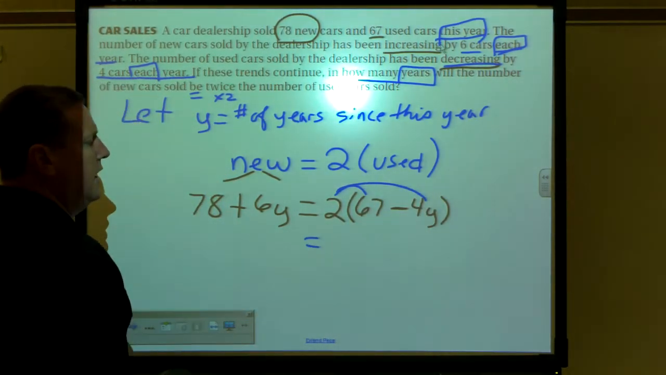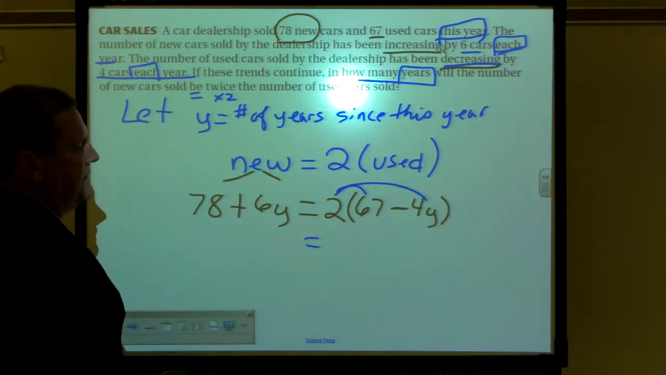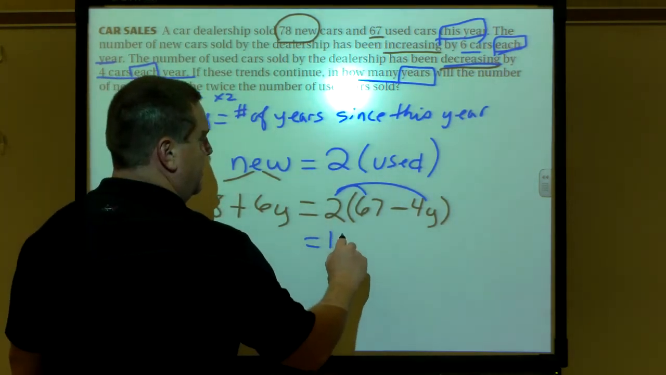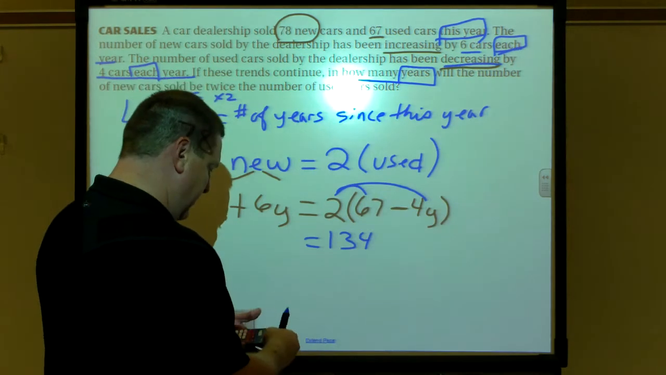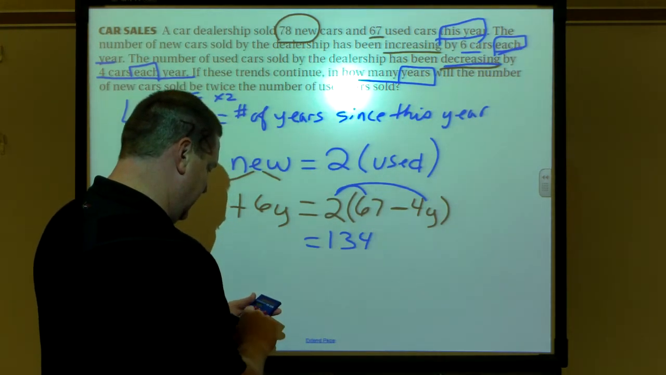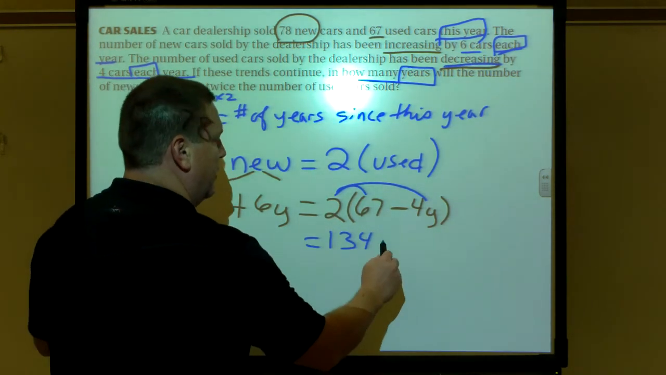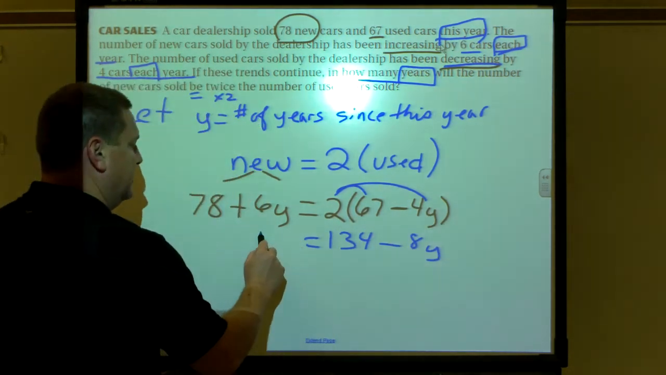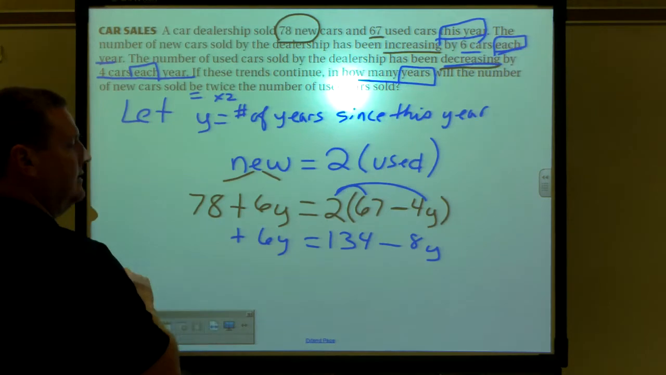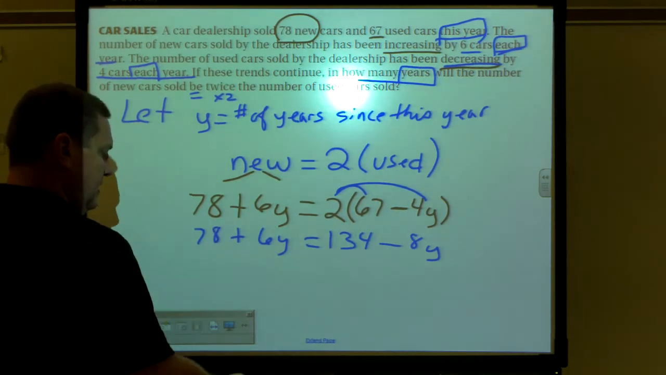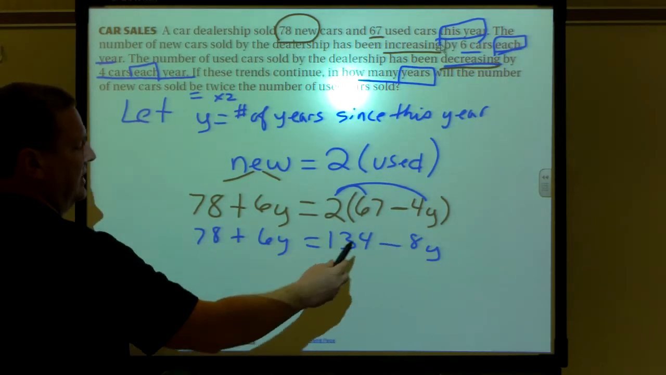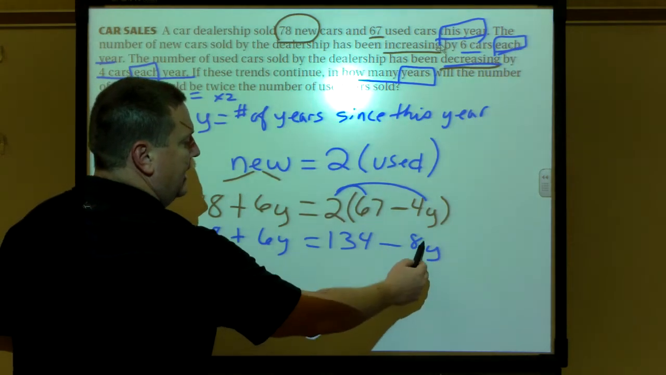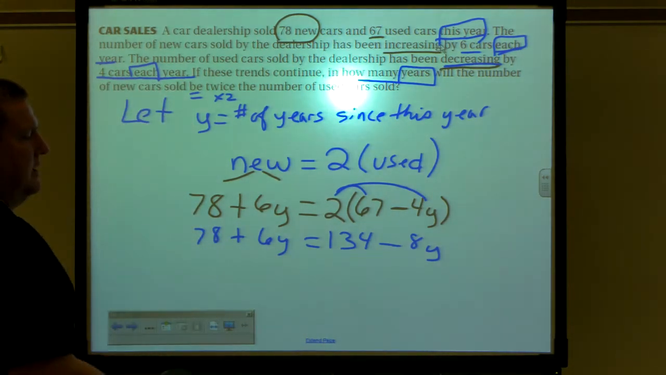Okay, so 67 times 2 is 134. Let me just double check the number. 67 times 2, 134. Minus 2 times 4, which is 8y. I still have a 6y and a 78. Okay, now that I've simplified both sides, look at my coefficients on the y. I have a -8 and a +6.